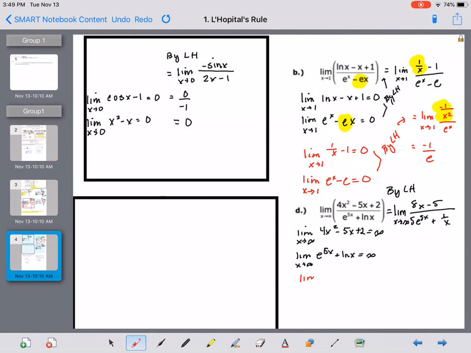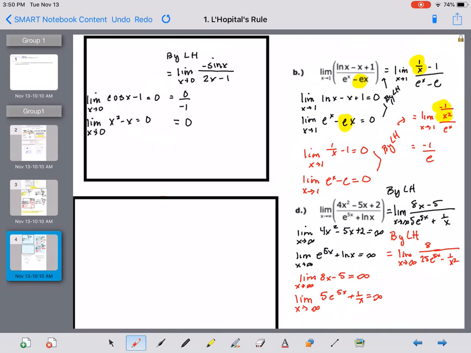So I want to show that the limit as x goes to infinity of 8x minus 5 is equal to infinity as well. And the limit as x goes to infinity of 5e to the 5x plus 1 over x is also infinity. So then I can say by L'Hopital's rule, I want to say that every single time, the limit as x goes to infinity of 8 over 25e to the 5x minus 1 over x squared.